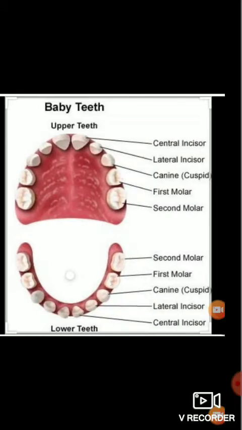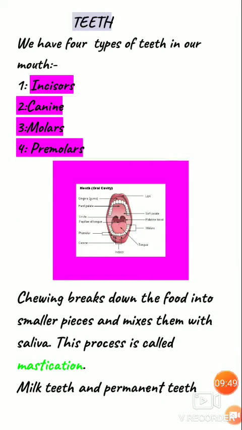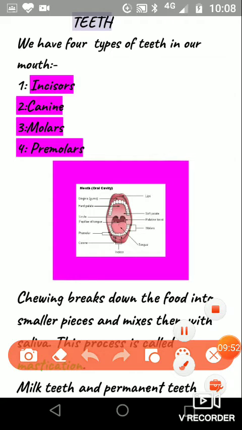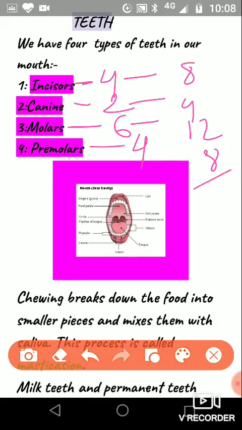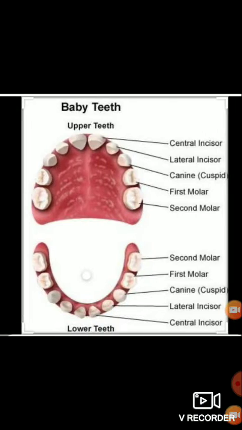Now I would like to tell one more thing, the number of different teeth in our mouth: incisors 4 in each jaw, canines 2 in each jaw, molars 6 in each jaw, premolars 4 in each jaw. That means total 8, 4, 12 and 8. So altogether it is 32 teeth. So that is about the number of teeth, their function and how they help in digestion. Now let's move to the next part.